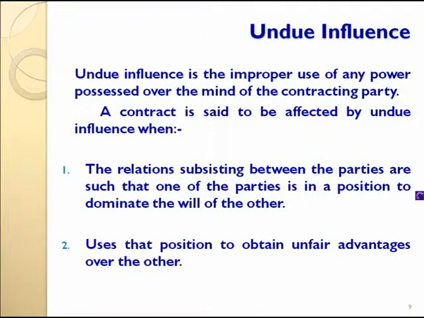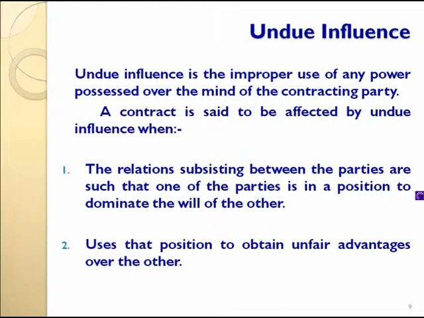So what is undue influence? As is clear by the name, some person is carrying some kind of influence which has weightage with them. Undue influence is the improper use of any power possessed over the mind of the contracting party. Suppose there are two parties, A and B. A is a teacher, B is a student. So definitely there is a relationship between them where A is dominating. If A uses his power for some other purposes, it is known as undue influence.